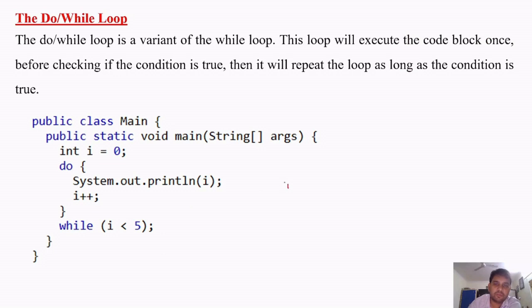Now we'll see do while loop. Do while loop is a variant of while loop. This loop will execute the code block once before checking if the condition is true. Then it will repeat the loop as long as the condition is true. Okay.